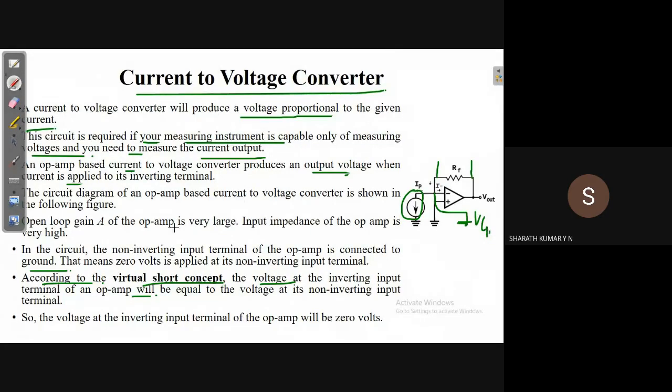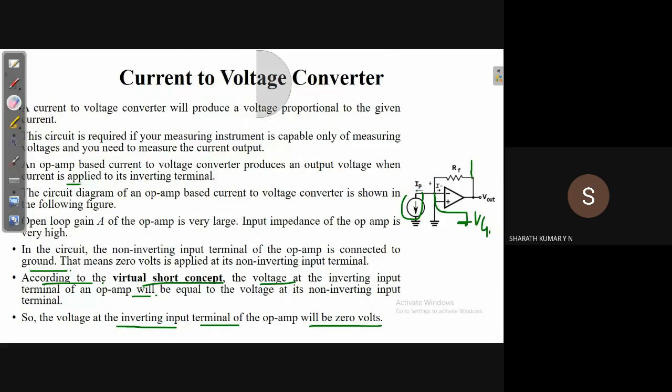The voltage at the inverting input terminal of the op-amp will be 0 volts. It will always remain at 0 volt. The op-amp will make sure that the inverting input terminal remains at 0 potential because of the virtual ground, as long as the non-inverting input terminal is connected to ground. If it is connected to something else, let us say 1 volt, then the op-amp will try to retain the inverting input terminal at 1 volt. That's all.